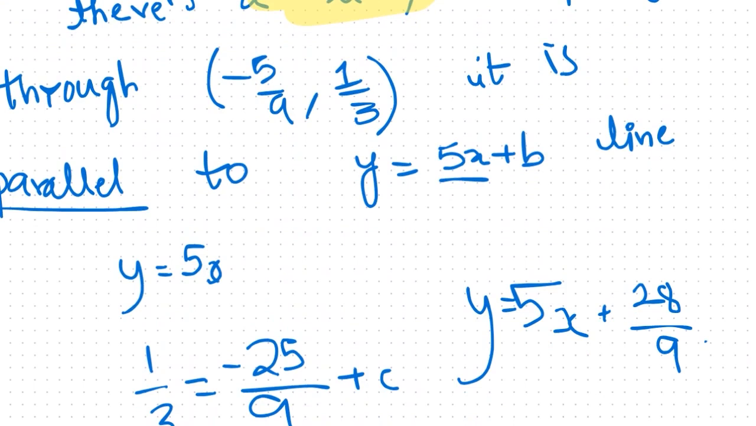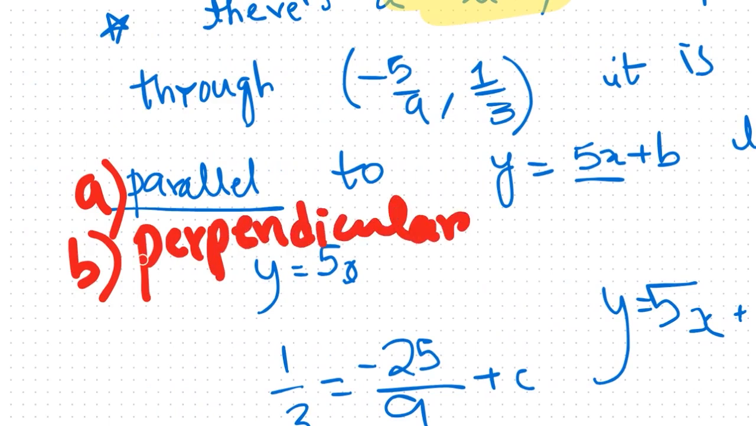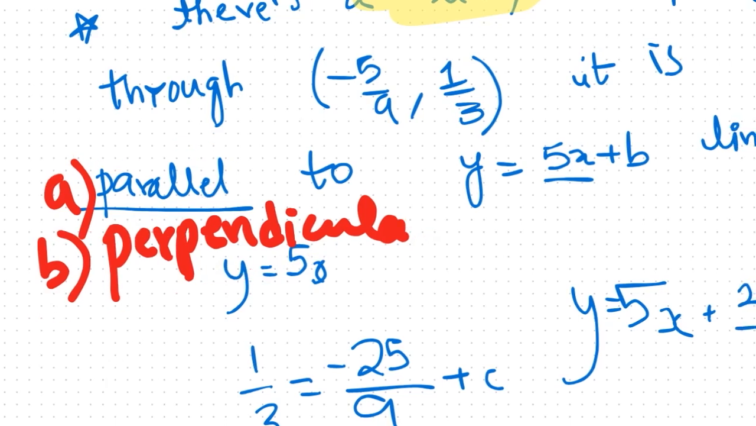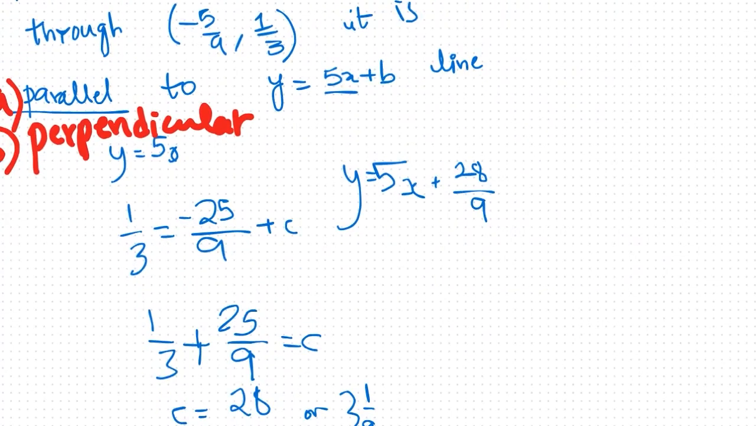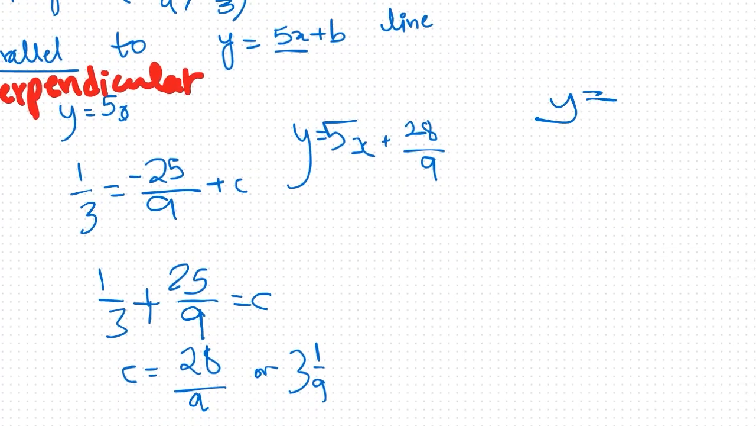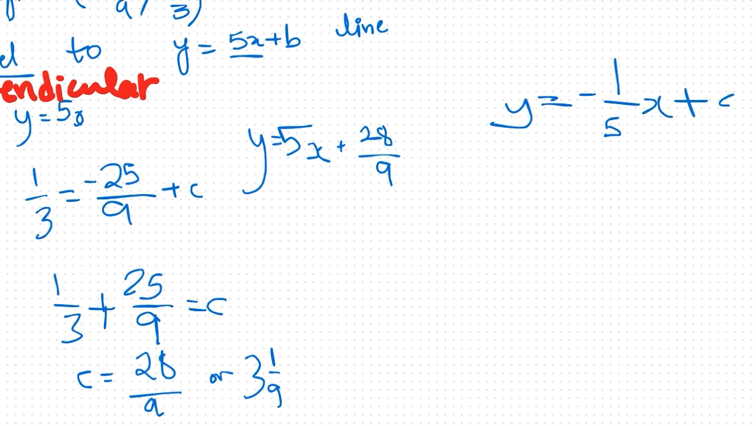That's it. Let's say same question. This is part A of the question, which is parallel. Part B of the question is perpendicular. Same question, same numbers, just that instead of parallel there is a perpendicular condition. So a line perpendicular to this would be y equals minus 1/5 x plus c.